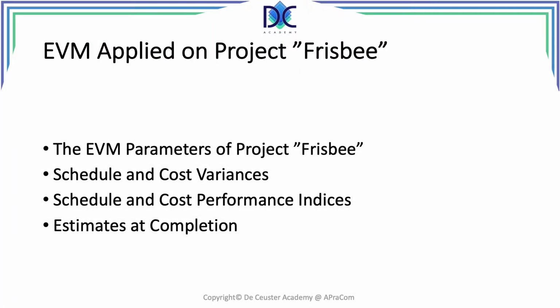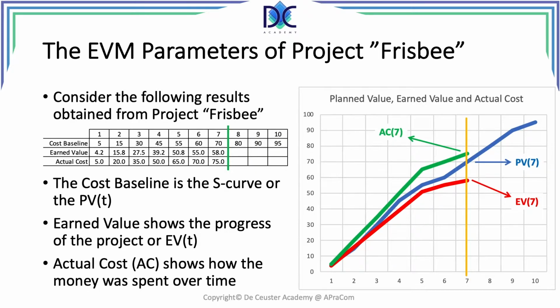Like I said, we would apply the formulas that I defined before on our mini project Frisbee. We have a review of the EVM parameters that we already obtained before. We look at schedule and cost variances, schedule and cost performance indices, and estimates at completion. This was our project, how we left it in the previous section.